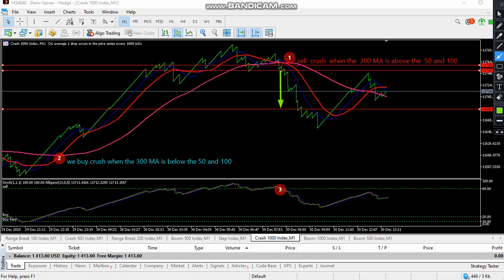And for you to buy, now you are on rule number 2. For you to buy Crash, you need to wait for setups like this. The 300 moving average should be below the 2 moving averages. For example, here. The 300 moving average went below the 50 and 100. That's where you buy.